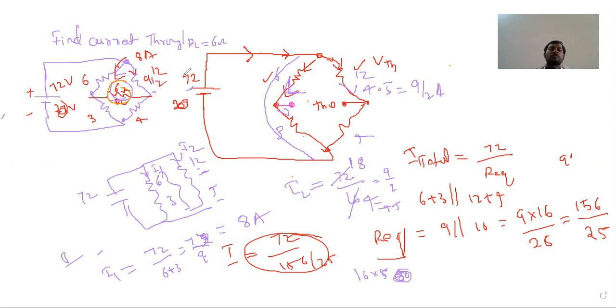Now let us find the VThevenin. Remember this is 8 amps and this is 9 by 2 amps. The resistors are 6, 3 and 12, 4. So we are finding VThevenin, and this is 72 volts, and this is one point and this is another point. Let me draw bigger so that we can understand better.